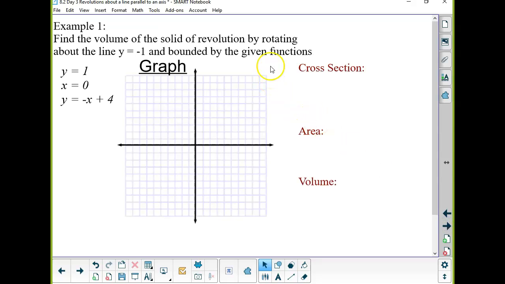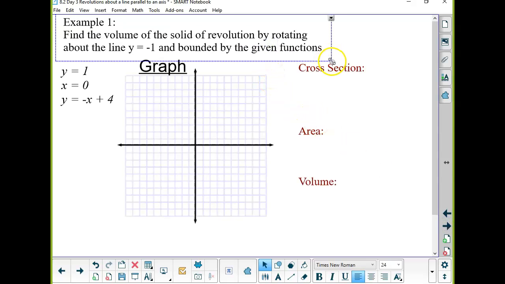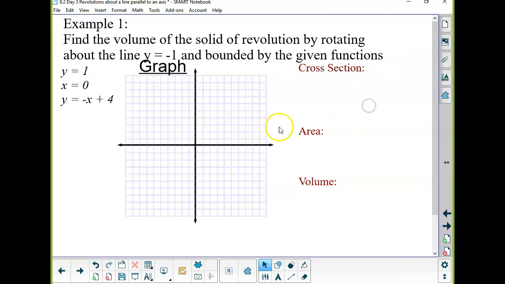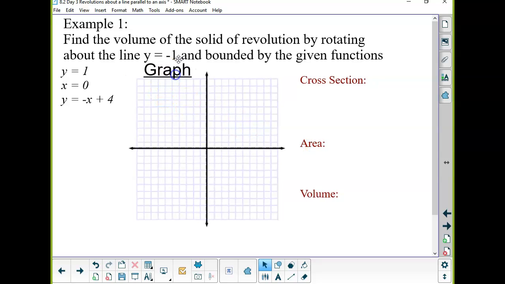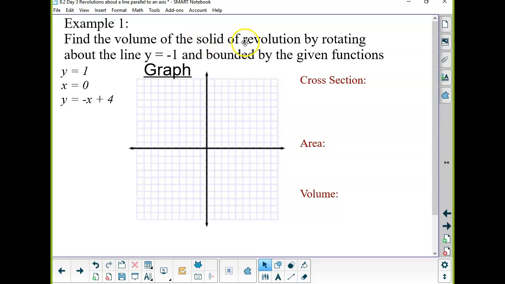All right, so we're going to start with this one. My computer at home is a different size screen than this one. But our goal is to find the volume of the solid of revolution by revolving around the line y equals -1. So think about where that's going to be. y equals -1 is a horizontal line. It's parallel to the x-axis. But we're going to approach this the same way we did before. Here are my 3 functions that are going to create the region that we're going to revolve.